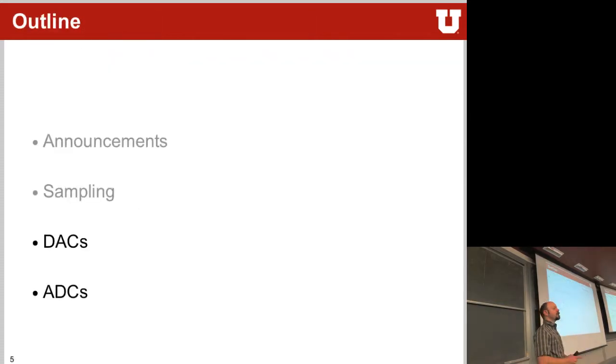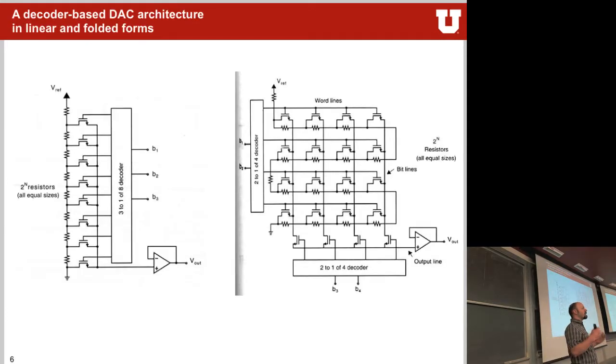Okay, today let's continue on with the last lecture. First we will finish up DACs, and then we talk about ADC architectures. So how would you build a DAC? A DAC is a digital to analog converter. You give it a digital signal, and something analog should come out. One of the easiest architectures you could think of is a resistive divider.